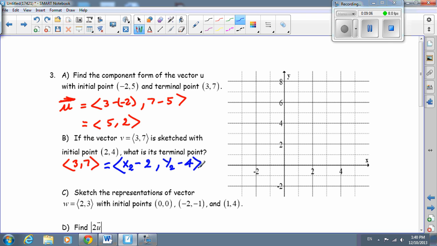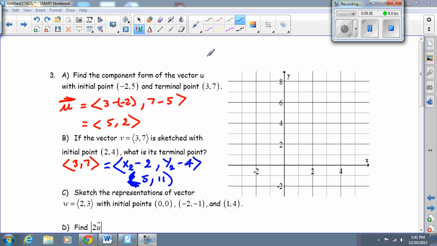Now that I have y2 minus y1, if I solve this, this is equal to 3. For me to get 3 here, x2 has got to be 5. Now I'm looking for a point, so it's 5, comma. y2 minus 4 is equal to 7, so y2 must be 11.